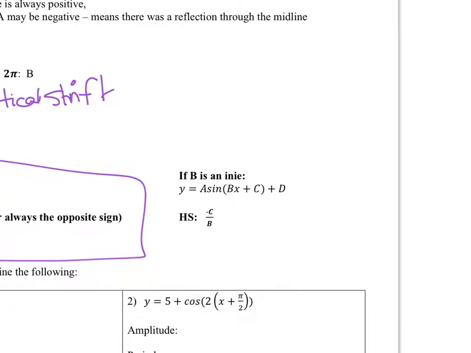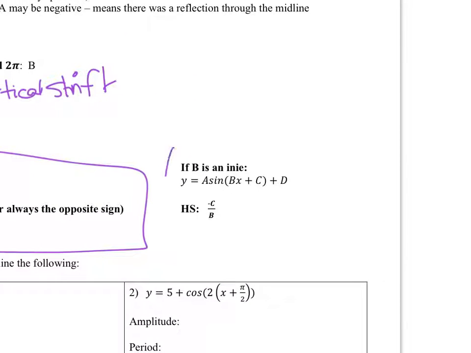So over here, the B is connected to the X directly, then it's negative C over B. You technically have to factor out that B. So that just means it's negative C divided by B, and that's how much it moved to the left or to the right.